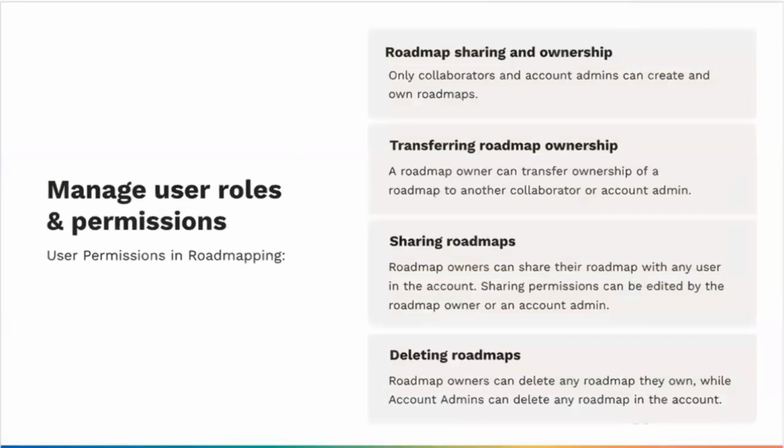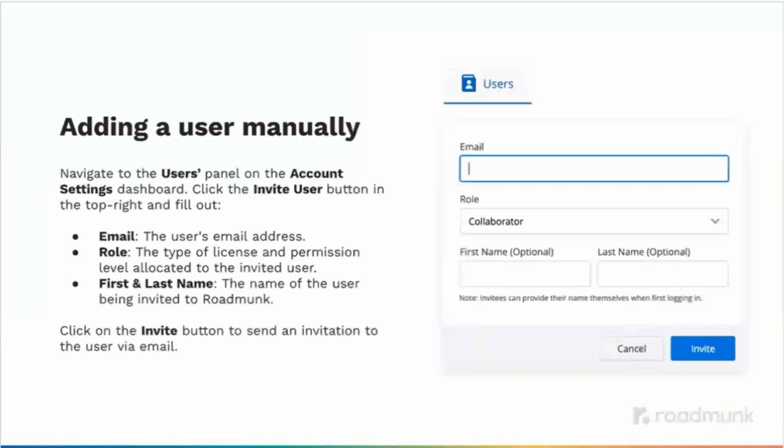In terms of managing these different user roles and permissions, if you're an account admin or a collaborator, you'll be able to share your roadmaps with your teammates. You'll be able to transfer ownership of the roadmap, so you can give somebody else access to it. As well as that, an account admin has full access to all roadmaps, so they're essentially an owner on everyone's roadmap, which is a really great approach, especially in terms of deleting roadmaps, in case you have users who are no longer with the company or no longer utilizing the tool. You'd be able to take ownership of those roadmaps.